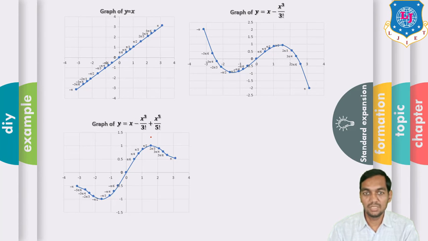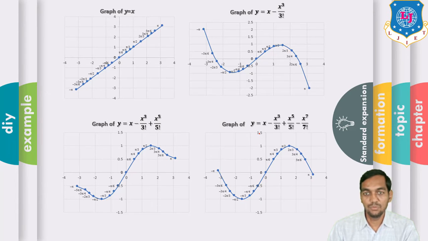But if you are going to take 3 terms, then it is like this. And in the same manner, if you are going to take 4 terms, then it is going to be exactly like this. And if you are going to add more and more terms, then this graph is going to be more and more accurate, and it is going to be near the original values of sine. That's why this is called the series of sines.